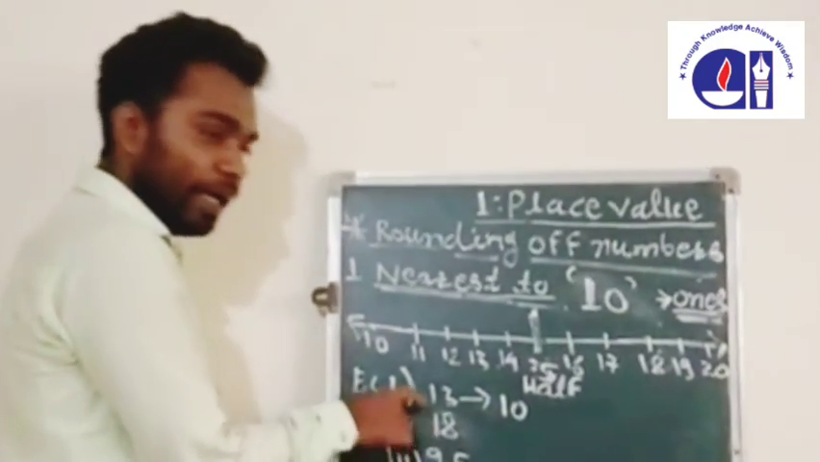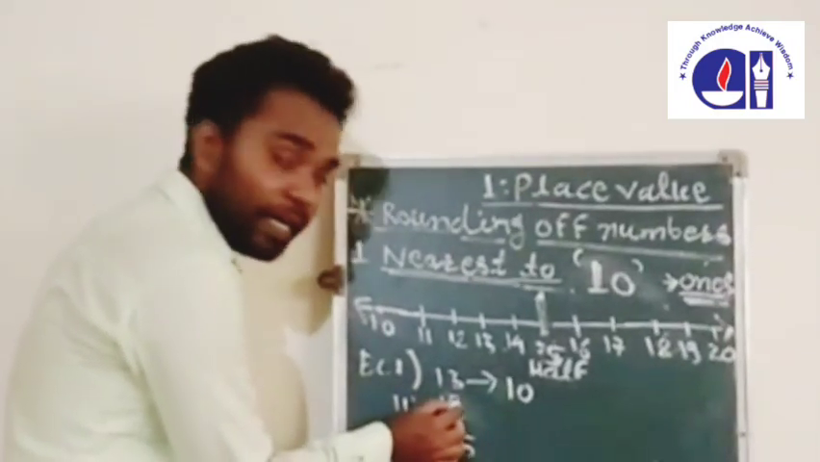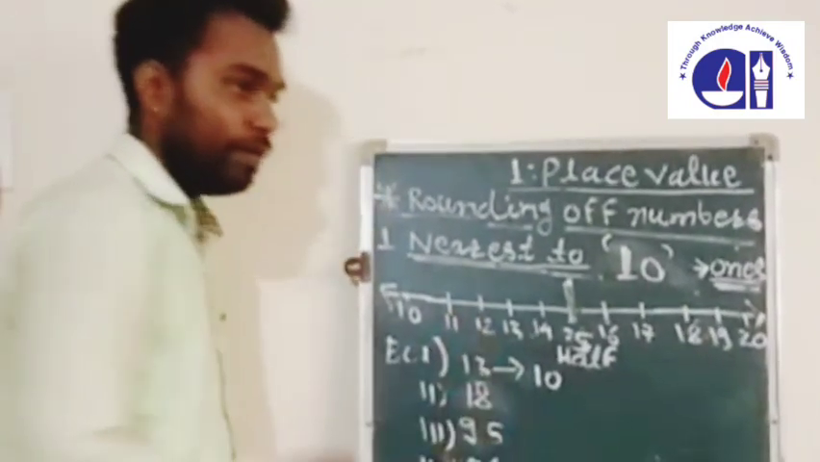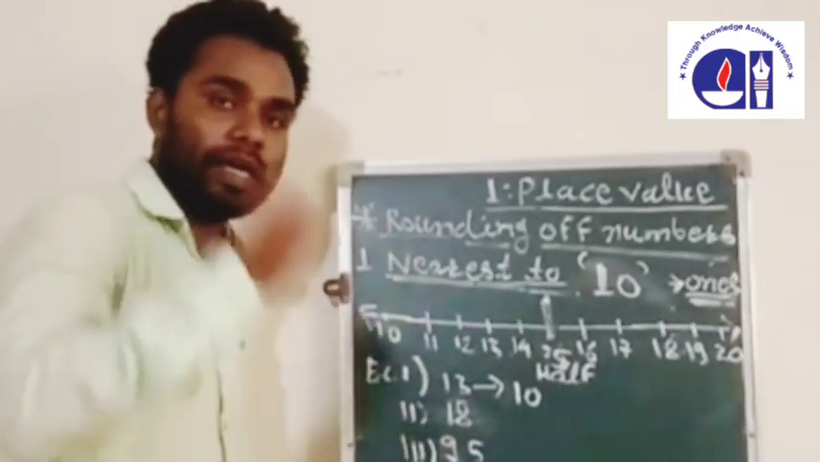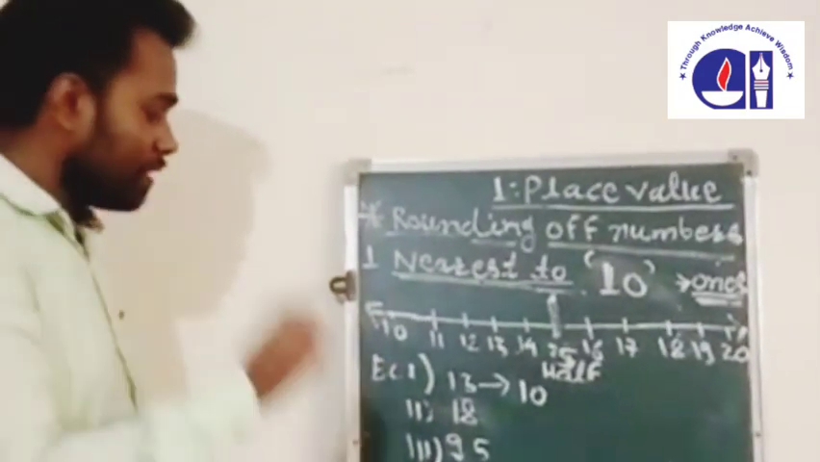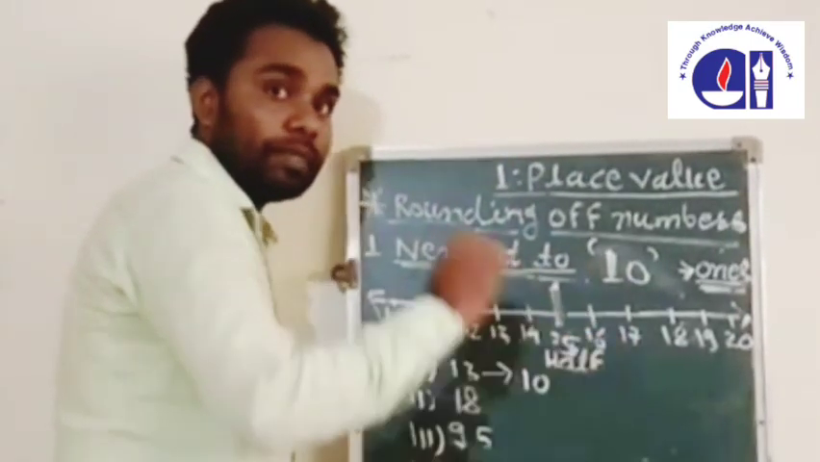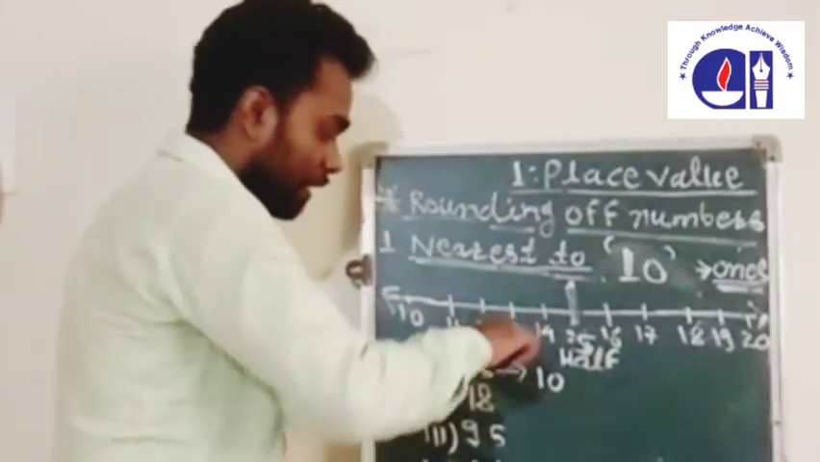Now here is given 18. The ones place of this 18 is 8. If the ones place is 5, 6, 7, 8 or 9, these numbers are nearest to the next 10. So which is the next 10?